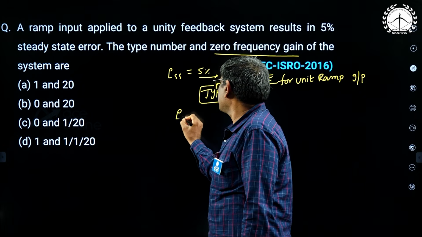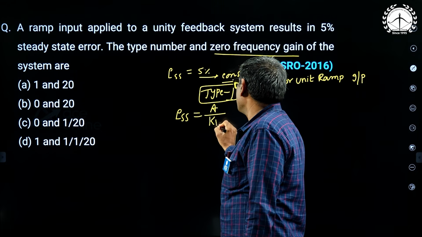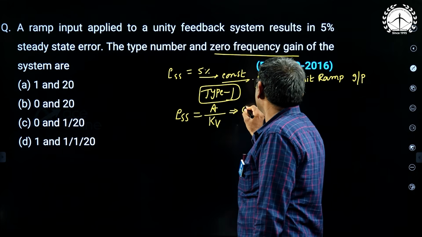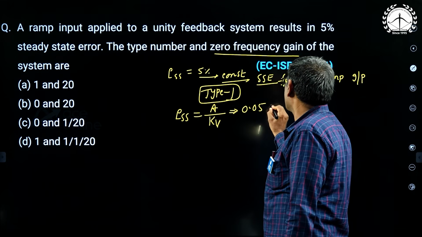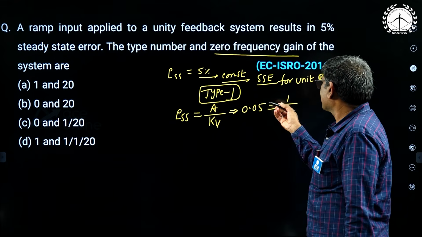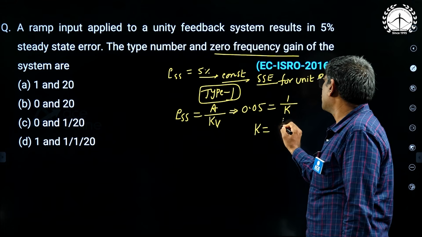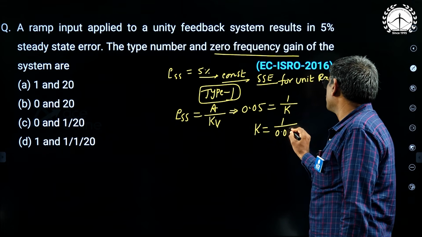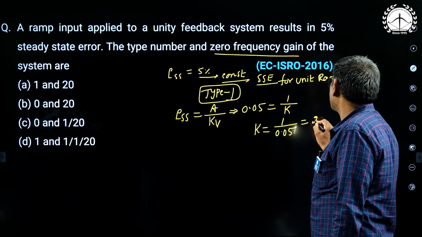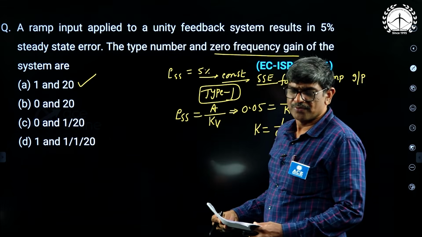The steady state error for ramp input is A by KV. So 5% means 0.05 equal to 1 by K. So KV is nothing but K. So find the K value. K equal to 1 by 0.05. That means you will get 20. So the answer is A, 1 and 20.